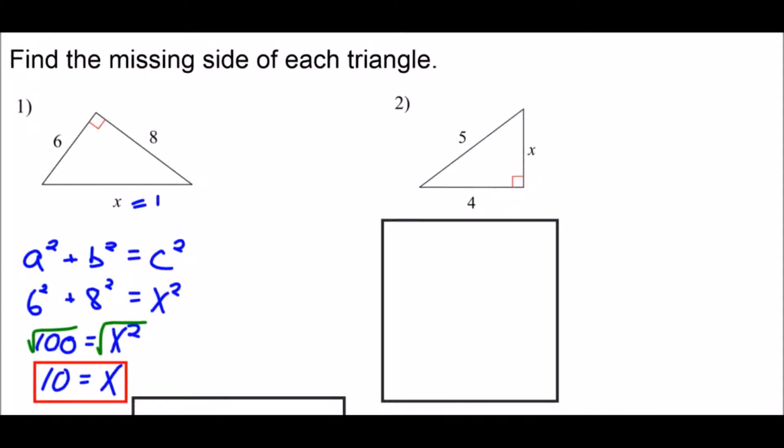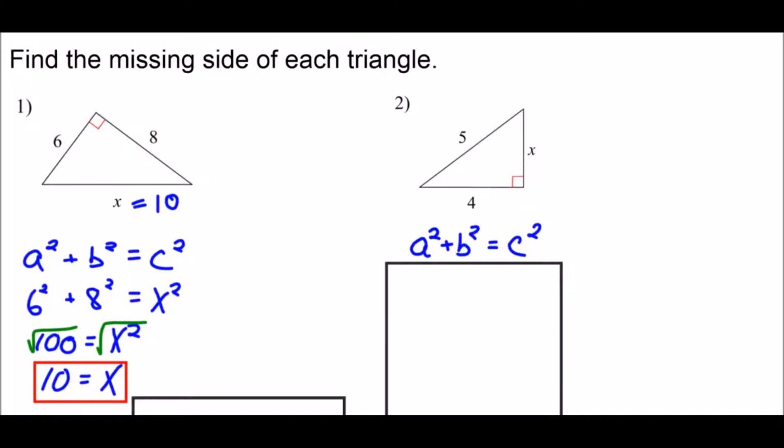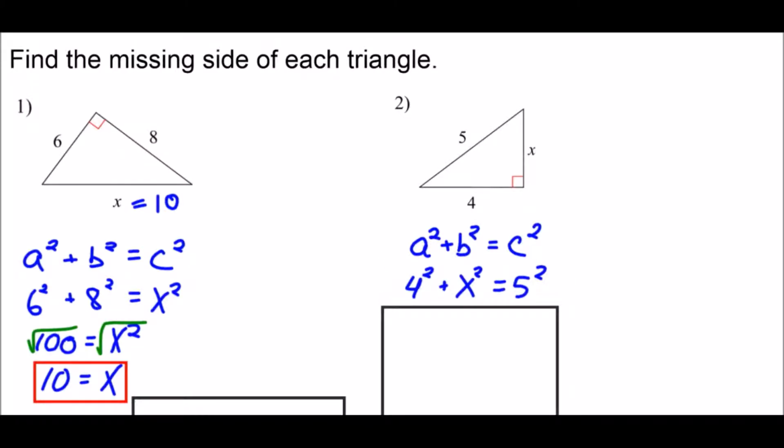Go back to your picture. Looking at triangle number 2, we're solving for x. X is not the hypotenuse. We actually already know what the hypotenuse is. The hypotenuse is 5. So when we use Pythagorean, the most important thing to do is make sure that C is the measure of the hypotenuse. Whether you know the value or not, what the equation is equal to is the hypotenuse. So we have 4 squared plus x squared equals the hypotenuse, 5 squared.